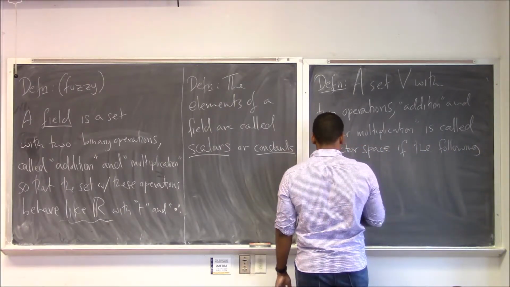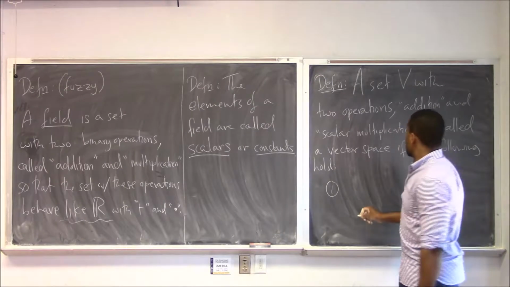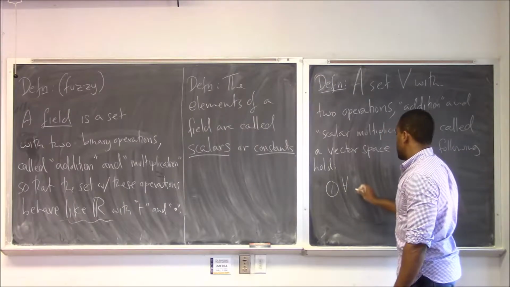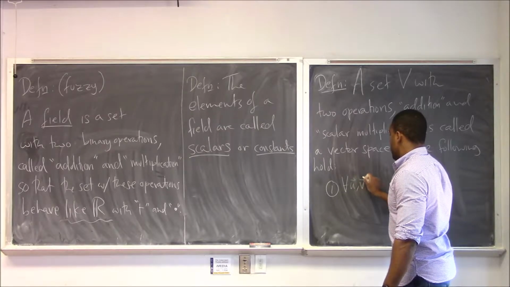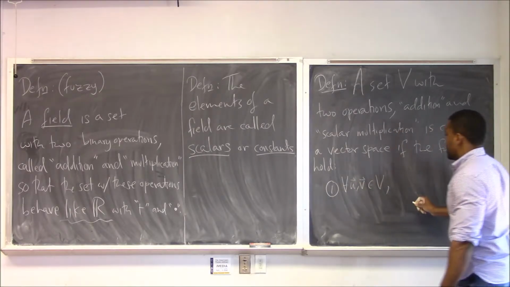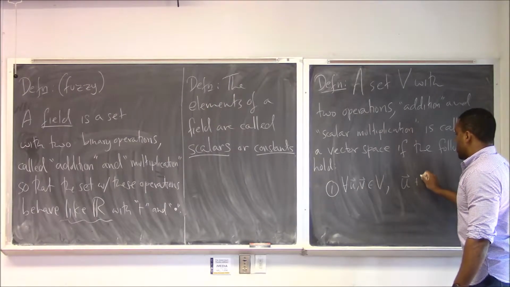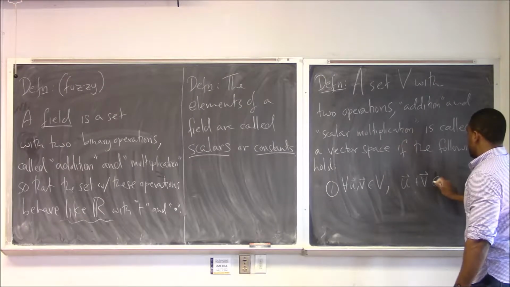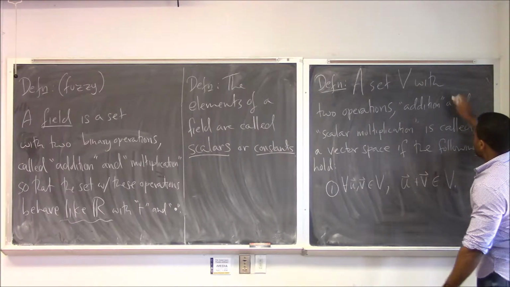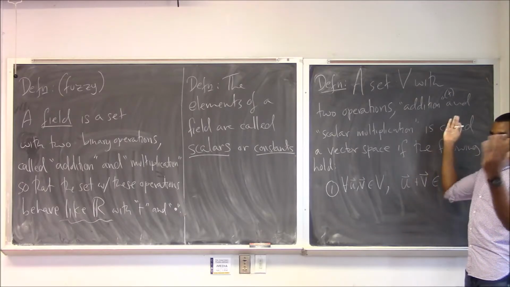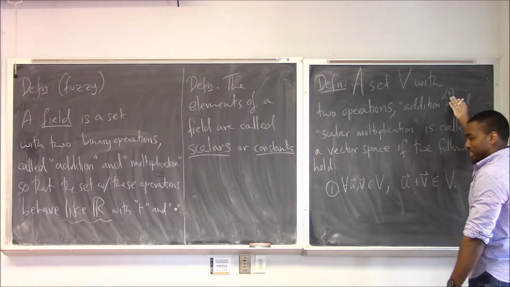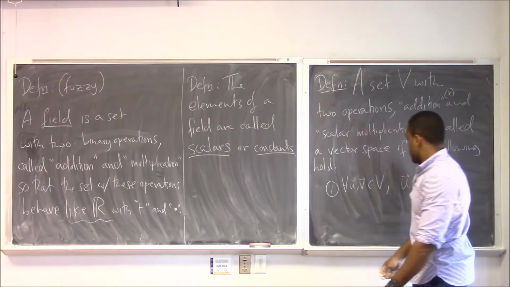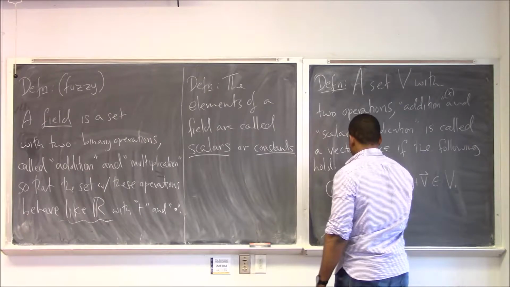One, for all U, V in V, U plus V is in V. Right, so addition, just to confuse people, uses exactly the same sign as regular addition, but we're not thinking of it that way all the time. This is called closure under addition.